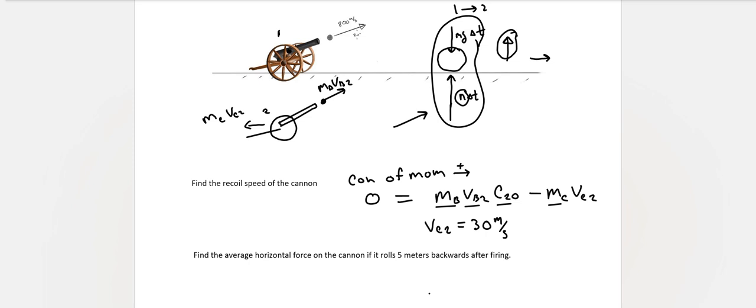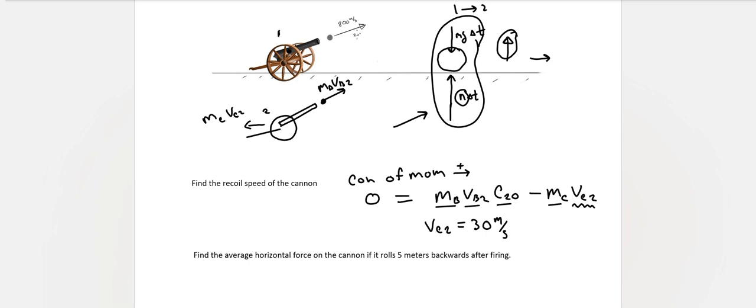Now a little discussion of plus and minus signs. When you algebraically solve this for this variable, you will get a positive value. That does not mean that the cannon is moving to the right. What it means is your assumed direction is correct. So I drew this momentum vector and hence the velocity vector to the left. This came out positive, and what that means is it's in the correct direction in my picture.